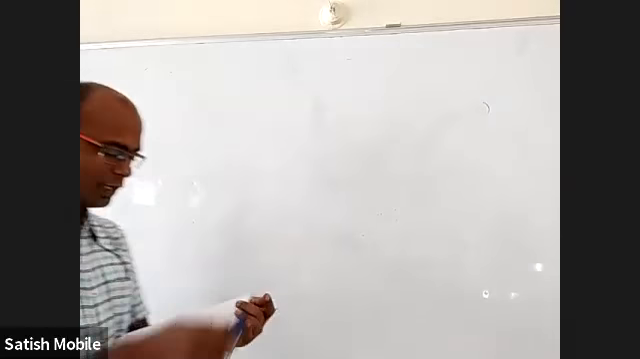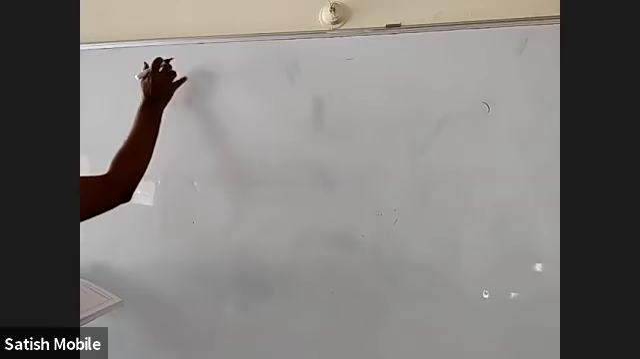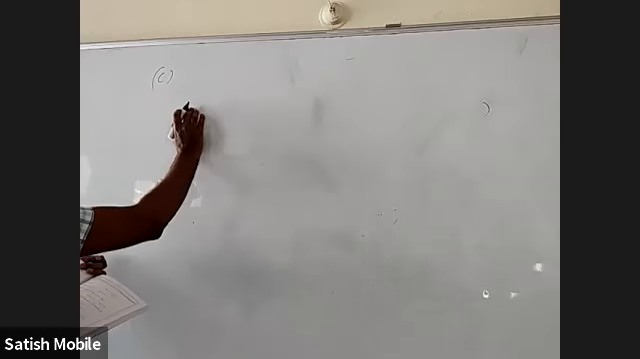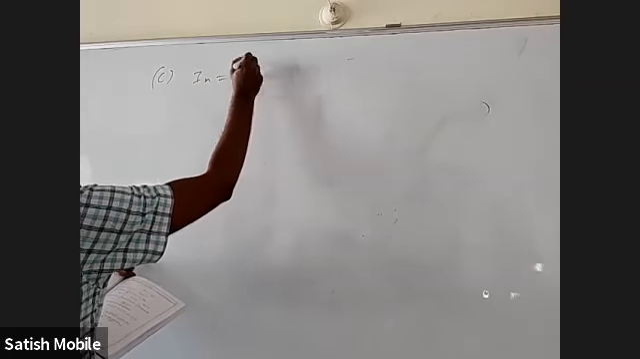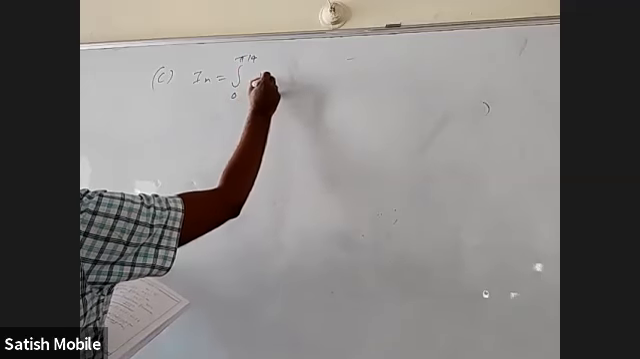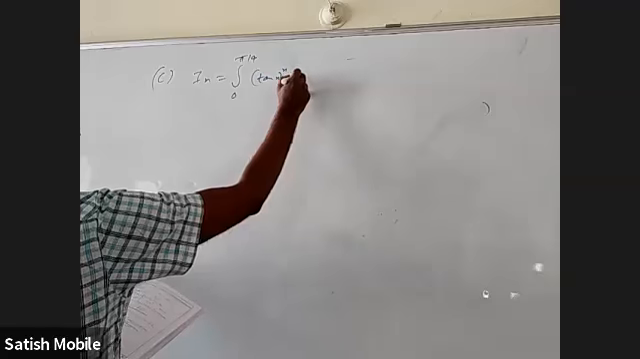Okay, in the same question, option C: I n equal to integral 0 to pi by 4 of tan x whole power n dx.